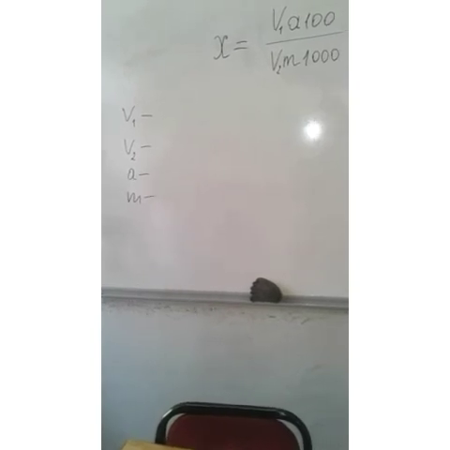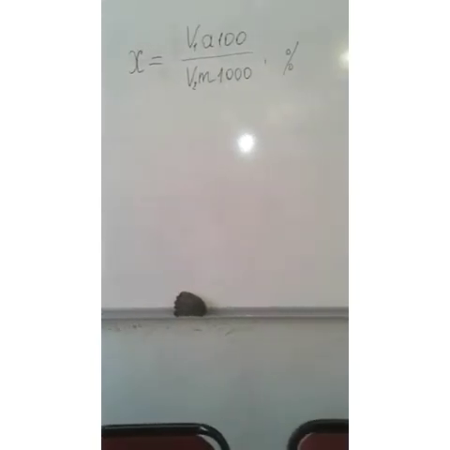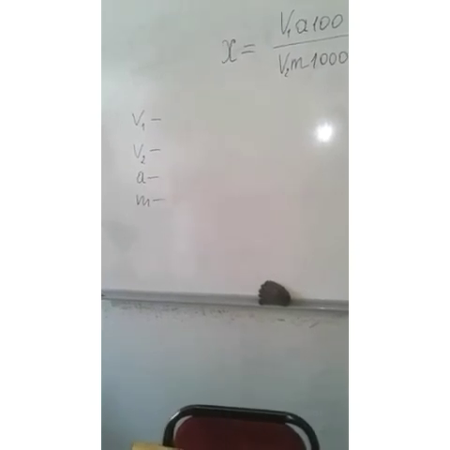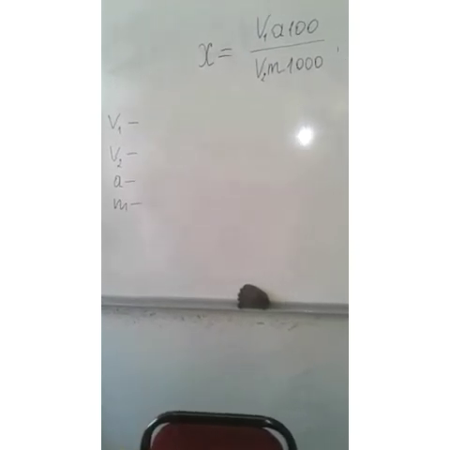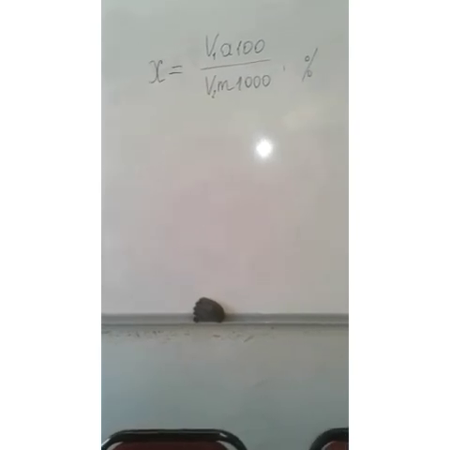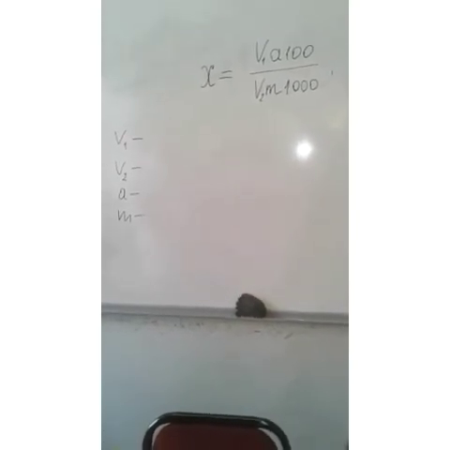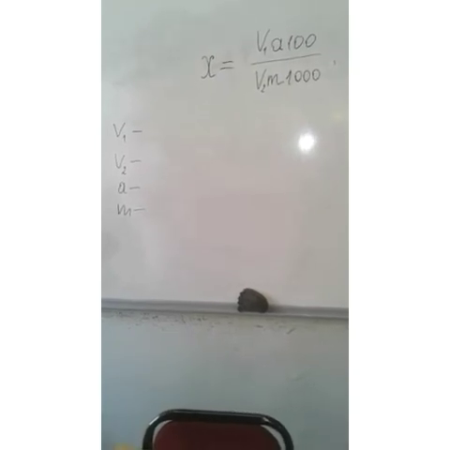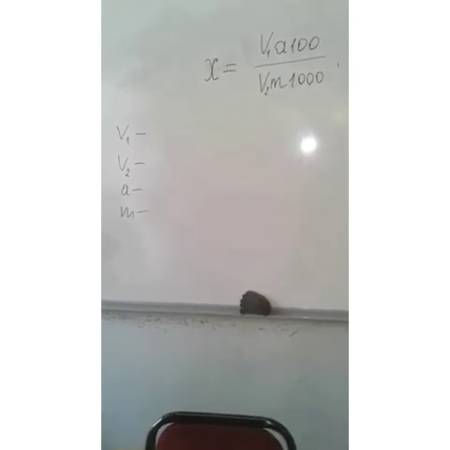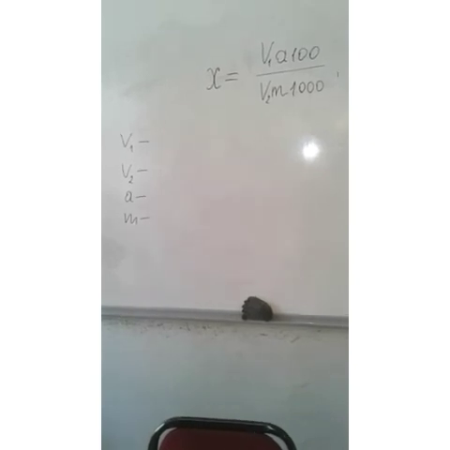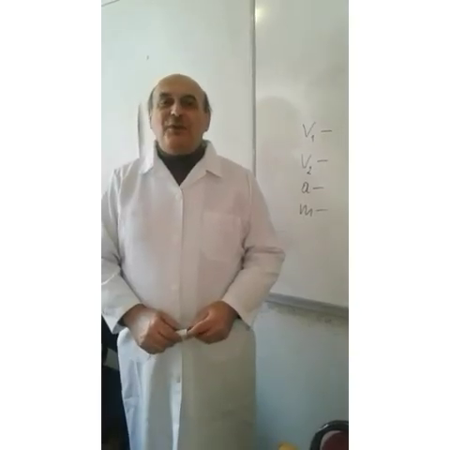V1, the volume of the clarified extract in milliliters. V2, the amount of extract in which sugar is determined, in milliliters. A, the amount of sugar found from the table, in milligrams. M, the weight of the sample in grams. Thank you for attention.